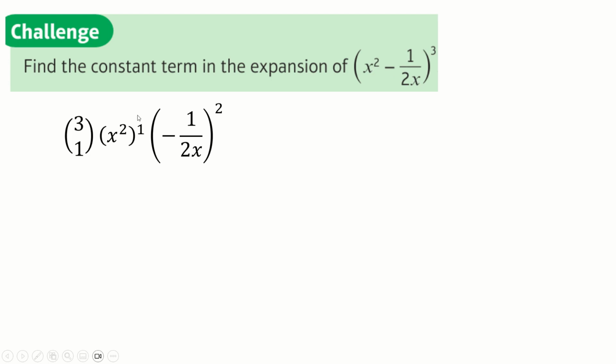3 choose 1 is 3. This doesn't provide a number. Minus a half to the power 2 is positive a quarter, so this makes a coefficient of 3/4. I'll do this question in a different way later on, or a similar question in a different way, I should say.